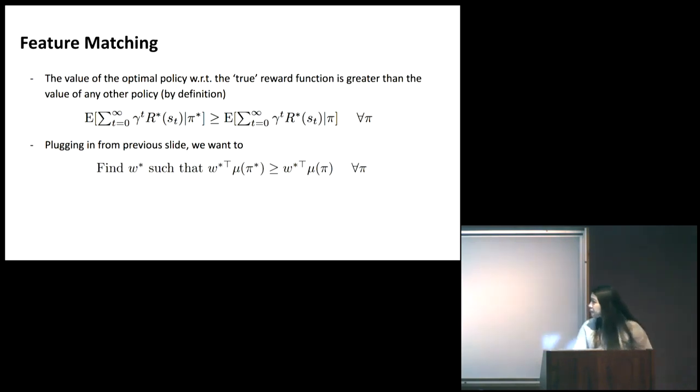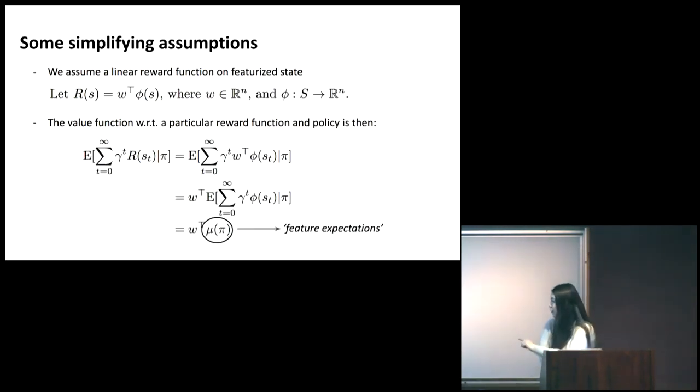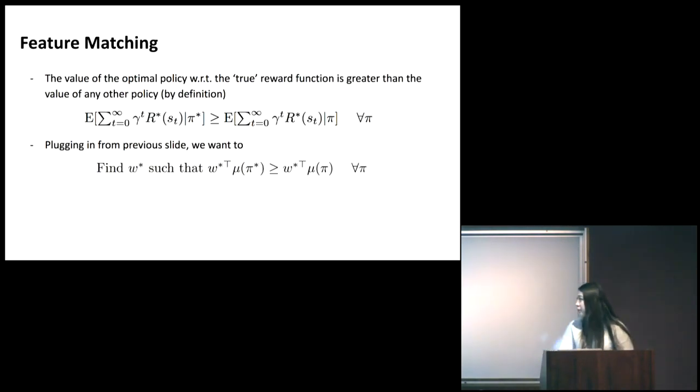Okay, so if our goal is to learn a reward, how do we know what a good reward function is, or what characterizes an acceptable reward even? By definition, under a true reward function, the value or the performance of the optimal policy must be greater than or equal to the value of any other policy. And if we remember that the value is just the W transpose mu term, we can express our objective as this.